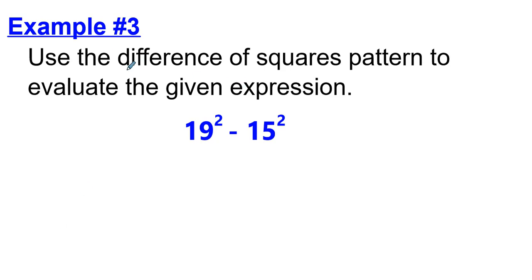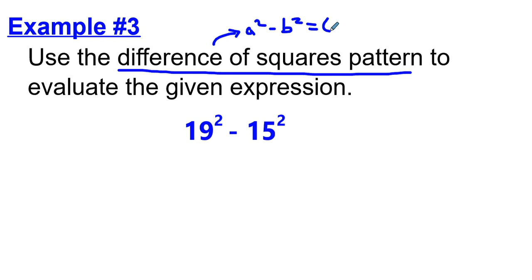So this one, again, says use the difference of two squares pattern, and that, again, is a squared minus b squared equals a minus b times the quantity a plus b. And it says use that pattern to evaluate the given expression. So evaluate means to find the value. So this is an expression. There's only numbers. There are no variables, so we can evaluate this expression. So you could take out a calculator, plug in 19 squared, and then subtract, and then plug in 15 squared. You could get the answer that way. But this one, the directions say use the difference of squares pattern to evaluate. So we should use that pattern.